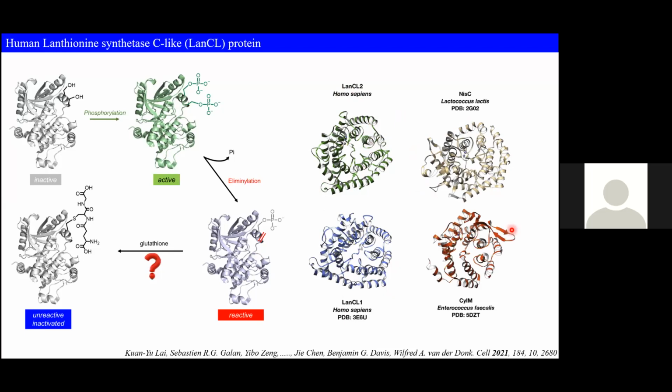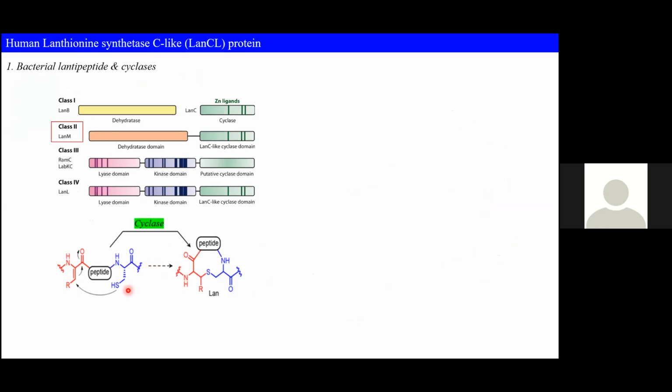When we compare them with their bacterial homologs, we find that they share quite similar crystal structures, containing 14 helices and forming 2 layers of barrel. The function of these bacterial cyclases is that they can catalyze the addition of adjacent thiol groups to the double bond to form the lanthipeptide, which is an antimicrobial peptide. And we're thinking whether our human proteins have a similar function to add a thiol to the double bond.